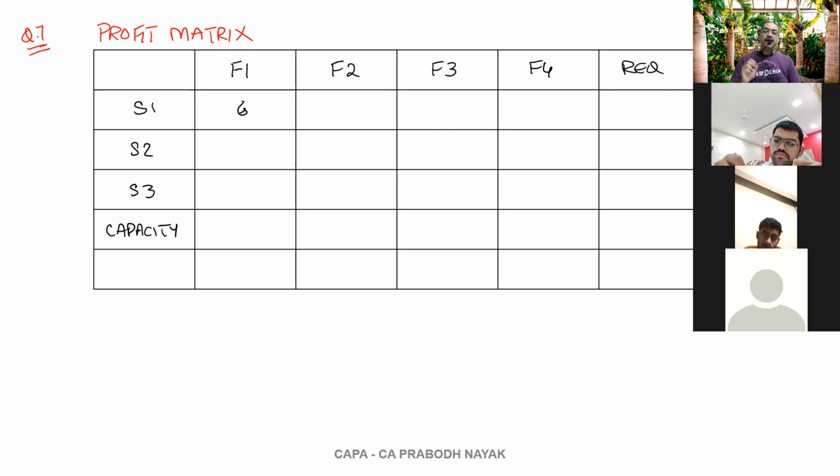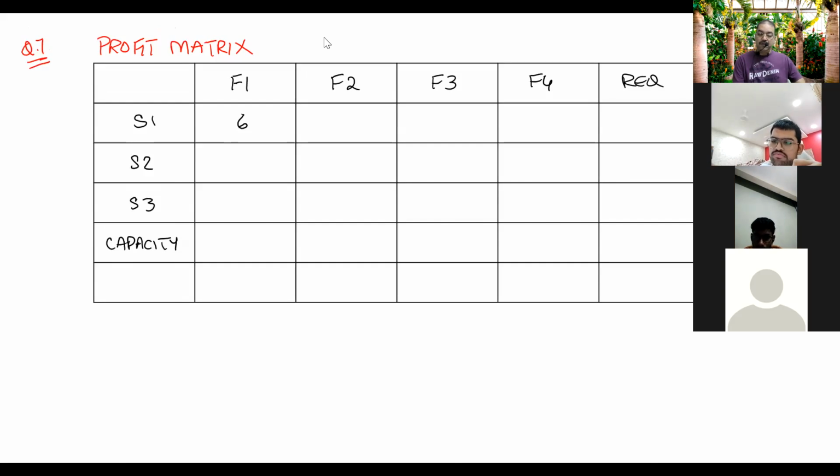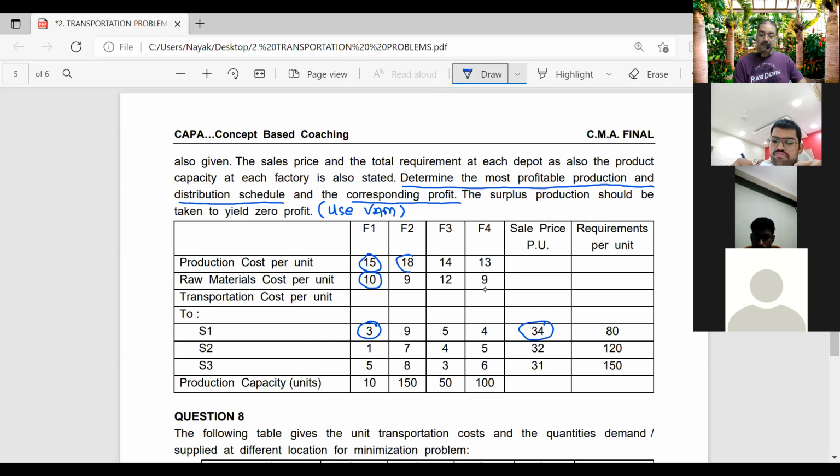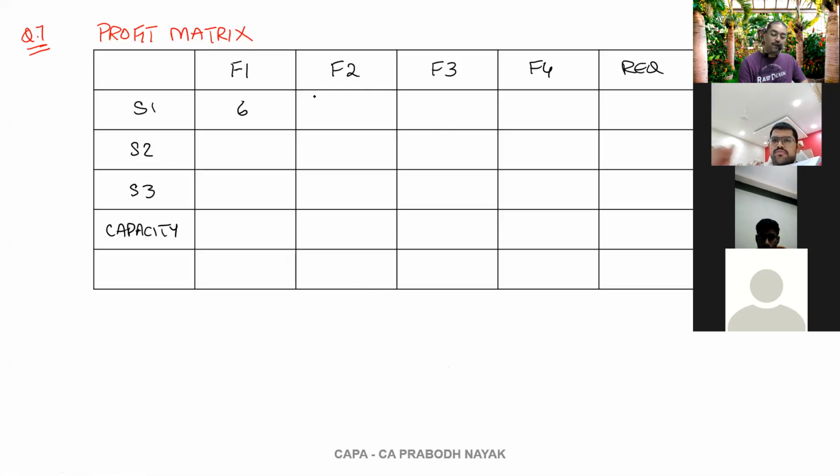Continuing with the S1 and F2 combination: 34 minus 18 minus 9 minus 9. Same way, 34 now minus this 18, minus this 9, minus this 9. So 34 minus 36. How much will you get? Minus 2. Negative 2. Yes.